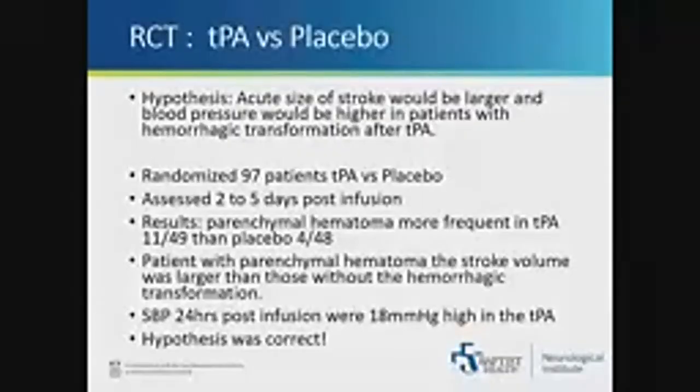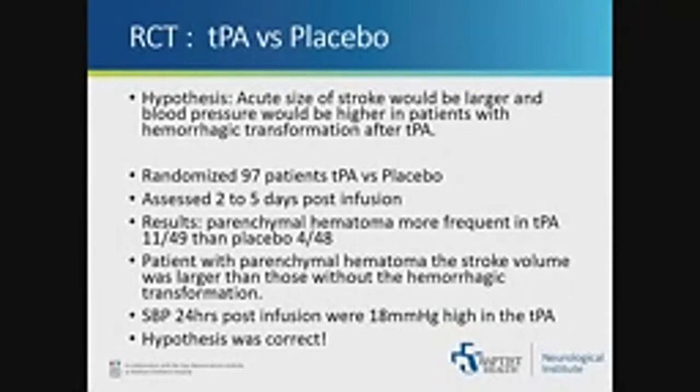This was a randomized controlled trial of TPA versus a placebo in ischemic stroke patients. They hypothesized that the acute size of the stroke, like the initial stroke size, would be larger and the blood pressure would be higher in the patients that converted to hemorrhagic transformation. So they assessed 97 patients over a period of 2 to 5 days after the infusion. When they examined the results, the parenchymal hematoma was more frequent in the TPA patients as opposed to the placebo patients, 11 in the TPA and 4 in the placebo patients.